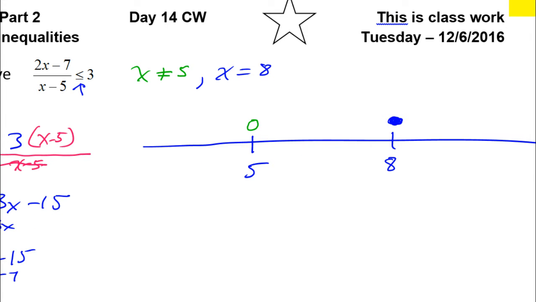So now we'll just do our test values like you do. So over here to the left, maybe I'll pick 4. Between 5 and 8, maybe I'll pick 6. To the right of 8, maybe I'll pick 9. You don't have to use these exact same values as long as you have one in each zone.